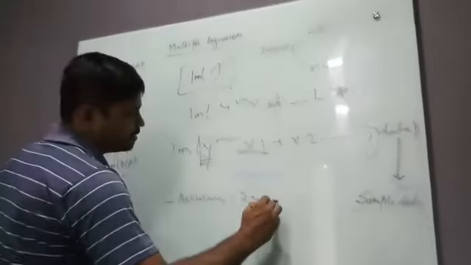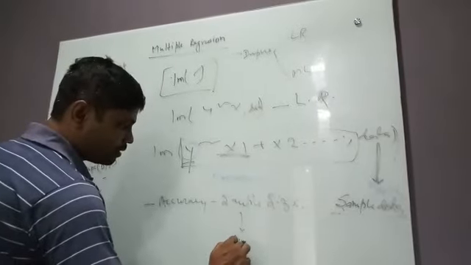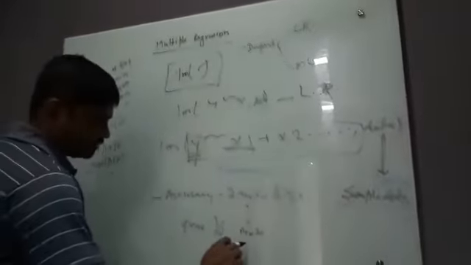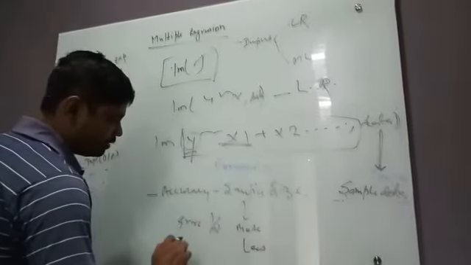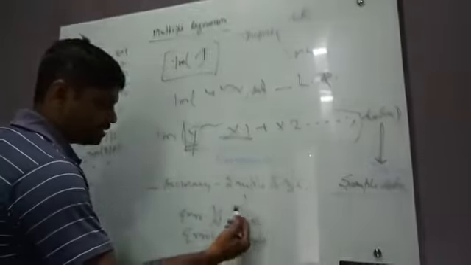And then the accuracy depends on the sample size. So as the sample size gets larger, the error is inversely proportional. If the sample size is less, the error will be high. If the sample size is more, the error is less.